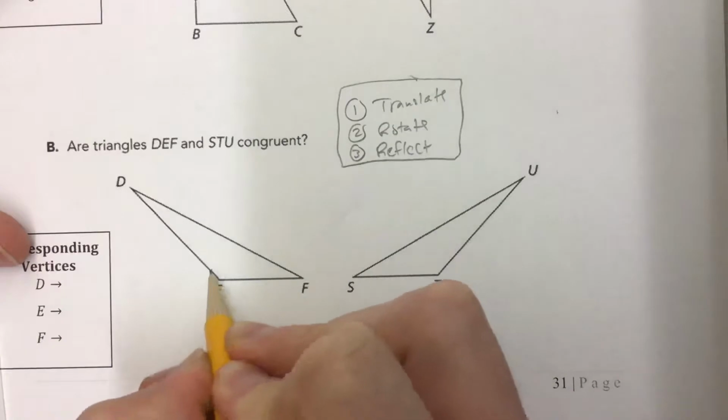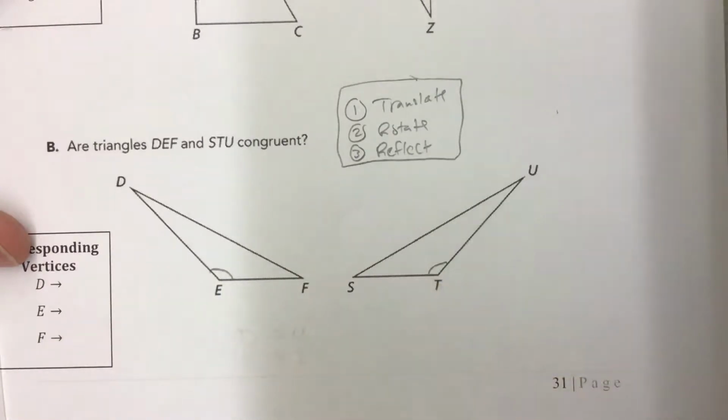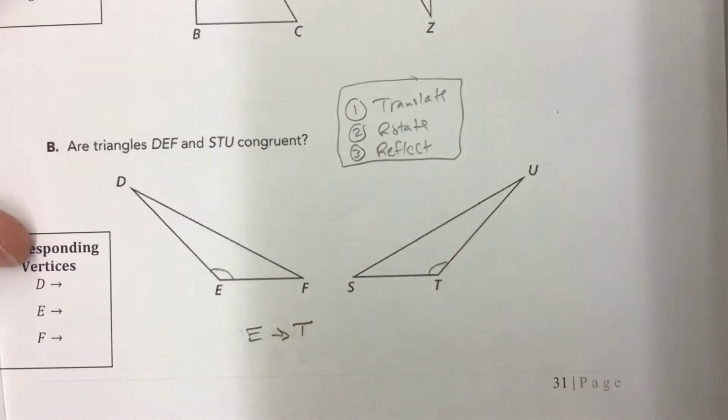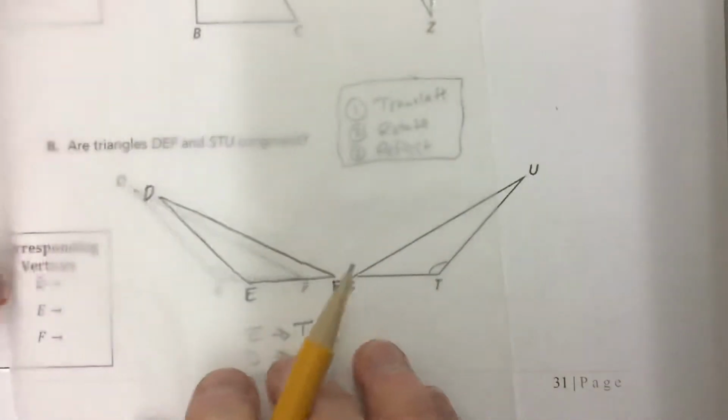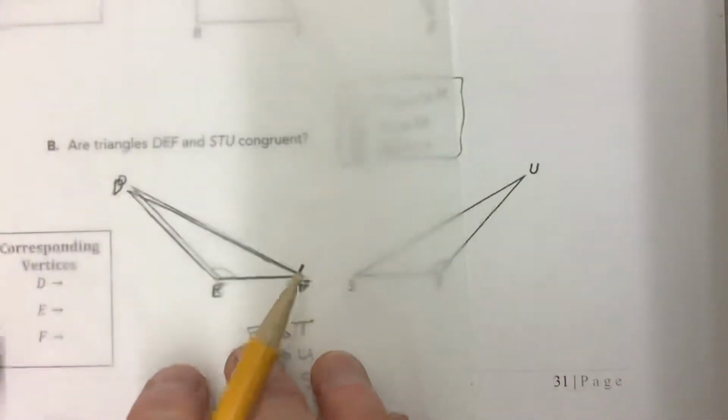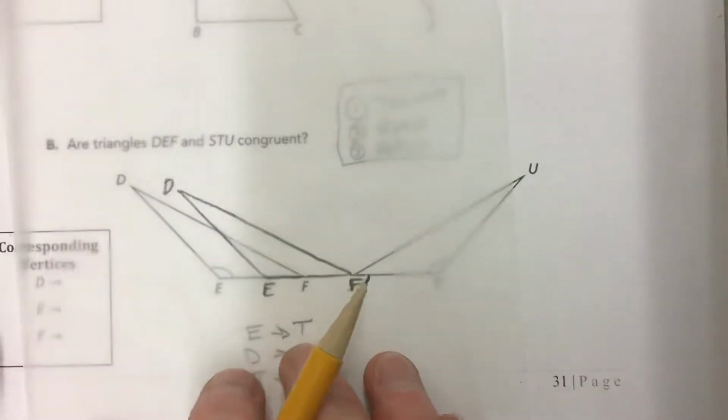It looks like E and T are both the only obtuse angles, so those have to correspond, E with T. And looking at the rest of the shape here, it looks like D would correspond with U, and F must then correspond with S. So when we're doing this sequence of transformations, we've got to figure out how to get D to go to U, way over here. We have to get E to go to T, and F to go to S.